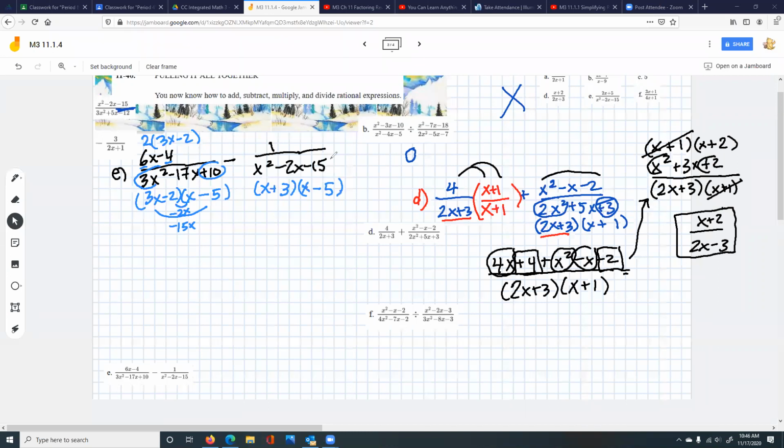Okay. So let's see, since this is subtraction, we need a common denominator. Well, they both have an x minus 5 in common, but this one doesn't have an x plus 3. So I need to multiply this whole thing by x plus 3. Oh, you know what? Let's not do that yet. I see something. First, I see that this 3x minus 2 can cancel. I just realized that right there. Those are going to cancel.